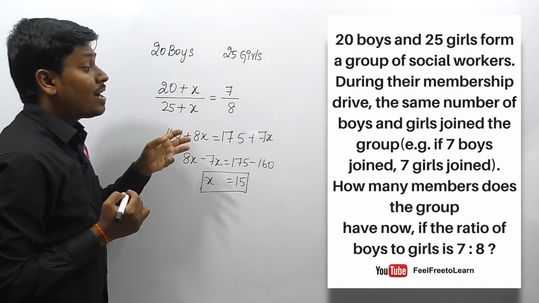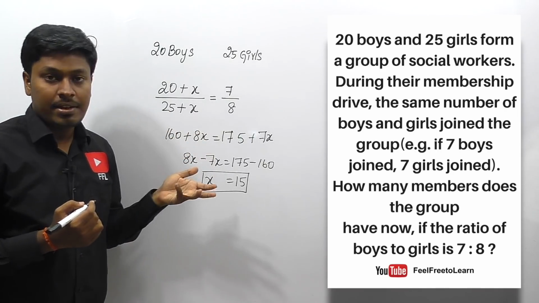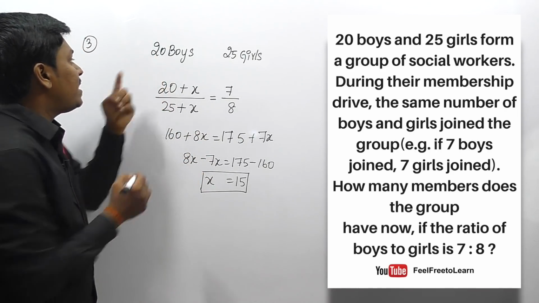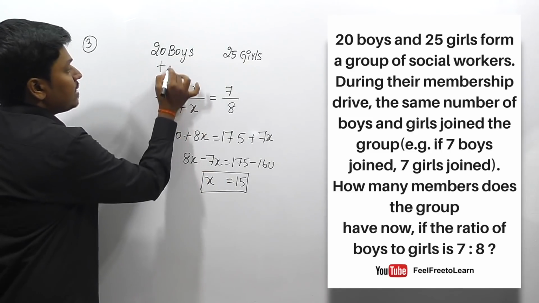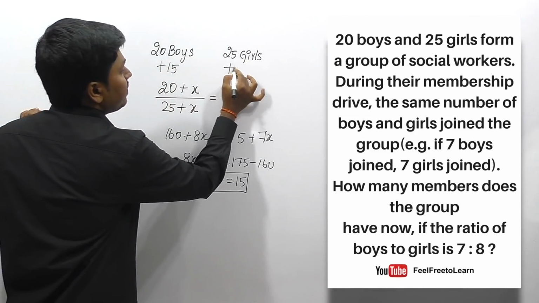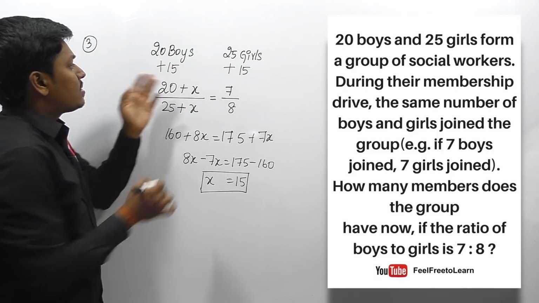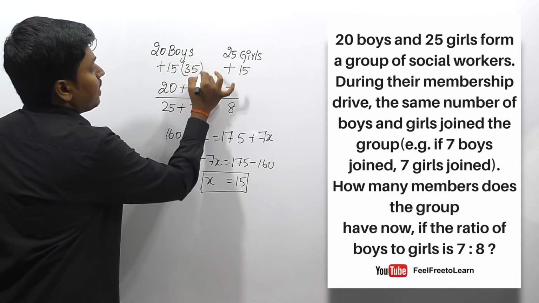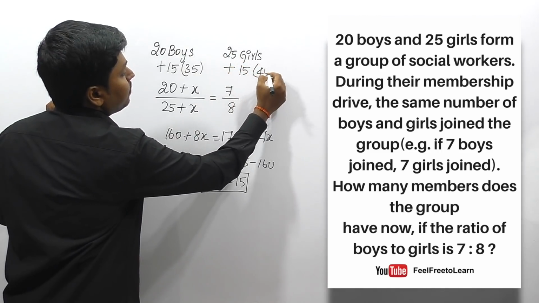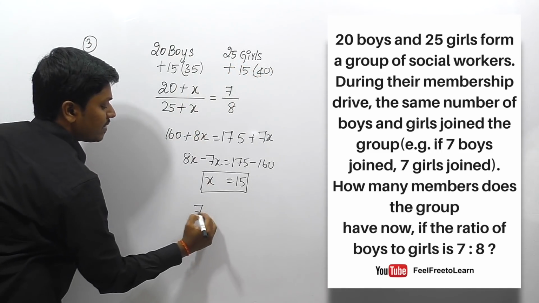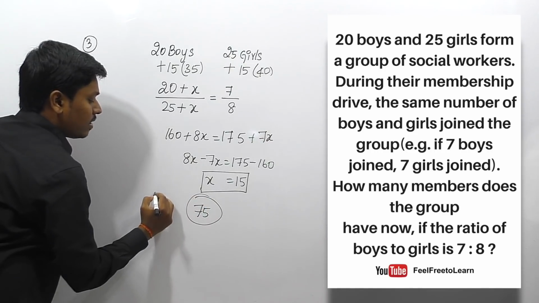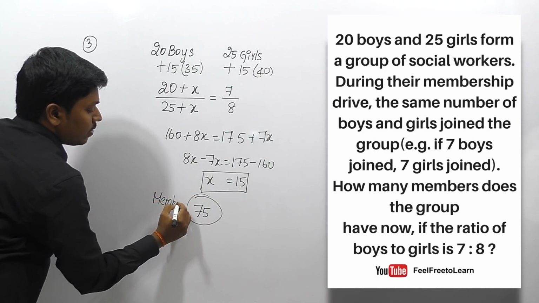So friends, now our target is to find how many members are there in the group. We already know that there are 20 boys plus now 15 is added. Similarly here it is 25 girls and 15 is added. So 20 plus 15 will be 35, and 25 plus 15 will be 40. So 40 plus 35 will be 75. So finally we can say that now the total members in the group will be 75.